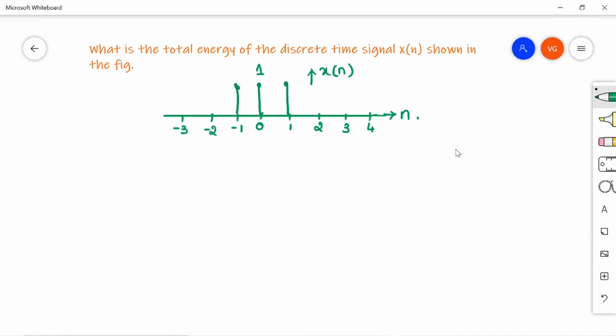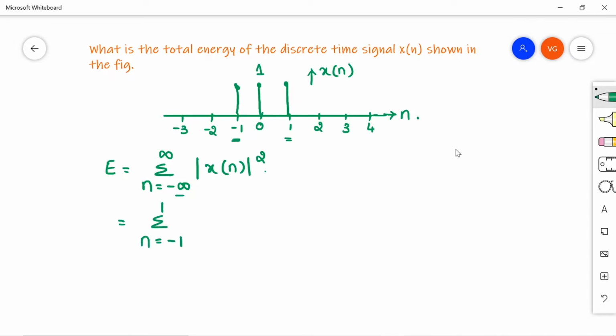Next question is, what is the total energy of the discrete time signal x of n shown in the figure? So, you are given with the impulses here. The total energy of a discrete time signal, you know the formula, n is running from minus infinity to infinity mod x of n square. So, your signal is extended from minus 1 to 1 only. So you write n is equal to minus 1 to 1.